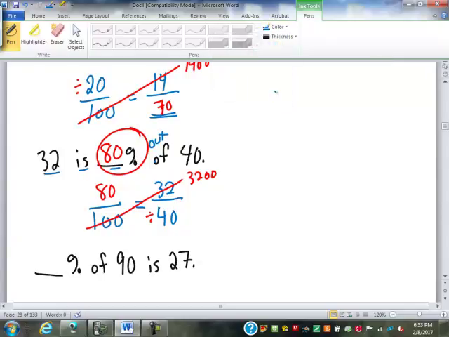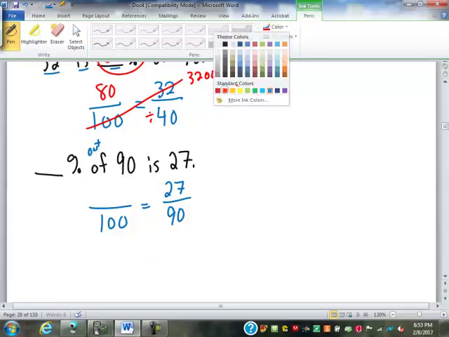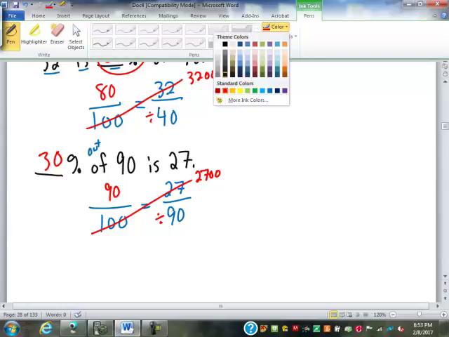So for this one, blank percent of 90 is 27. Once again, I'm going to start out with my missing percent. Blank percent is blank over 100. Which one's going to go on top, the 90 or the 27? 27. The 27, good, because I read this as out of 90 implies the 90 has to go on bottom. Cross multiply, 100 times 27 is 2700. Divided by 90 is 30. 30% of 90 is 27.